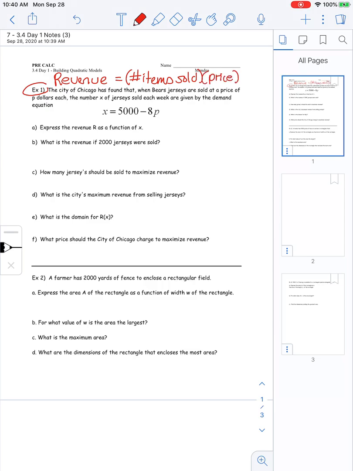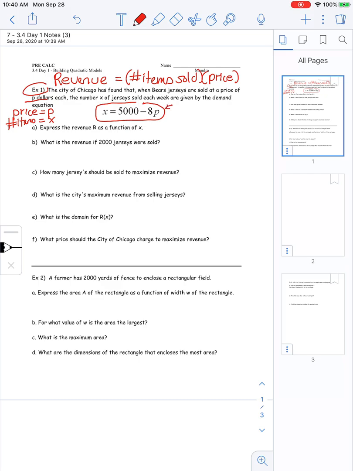Now, if we read the problem, the city of Chicago has found that when Bears jerseys are sold at a price of P dollars, so first of all, let's make note that price is the variable P, and the number X of jerseys sold each week, so the number of items is the X variable. The number of items sold at a particular price are given by this demand equation. So this is the equation that is essentially relating the number of items and the price.